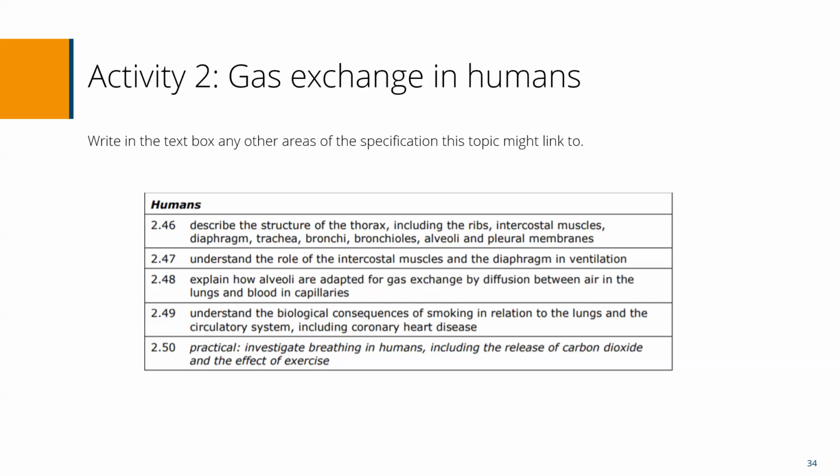So again, in terms of the spec, very specific for you, you might forget about pleural membranes. You might forget about bronchioles, but the spec is saying no, there could be a question that comes up where there's a diagram of the lungs and they're asked to label the trachea and perhaps 2 other things. And if you haven't covered bronchioles, they're going to find that a little bit harder to do. The role of intercostal muscles and the diaphragm in ventilation.